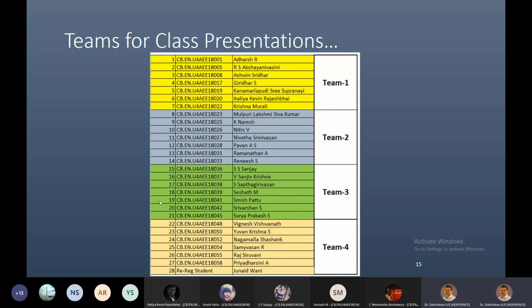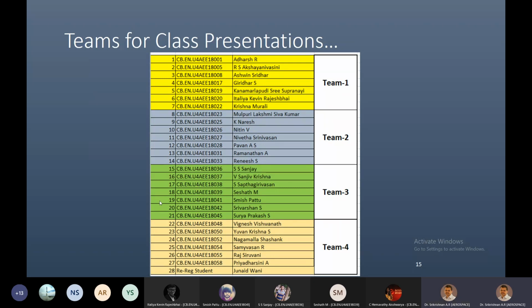Second, the easiest way that I can make teams and enter marks in AUMS, etc., is if I just follow the order of roll numbers, and that's what I've done here. I just listed the names based on the roll numbers and split that into 4 teams. The last team has a re-registered student also, so that's what makes 28.